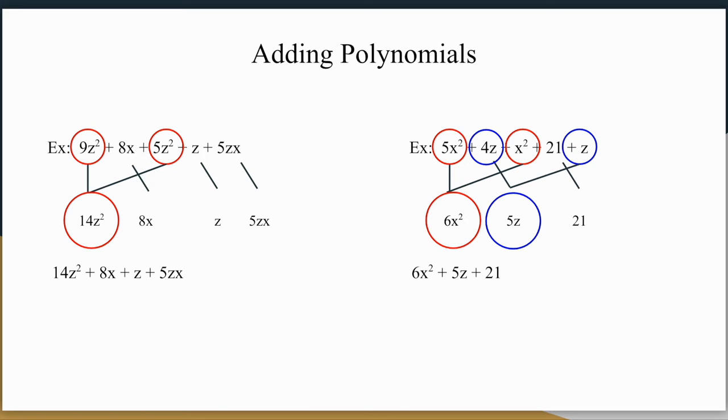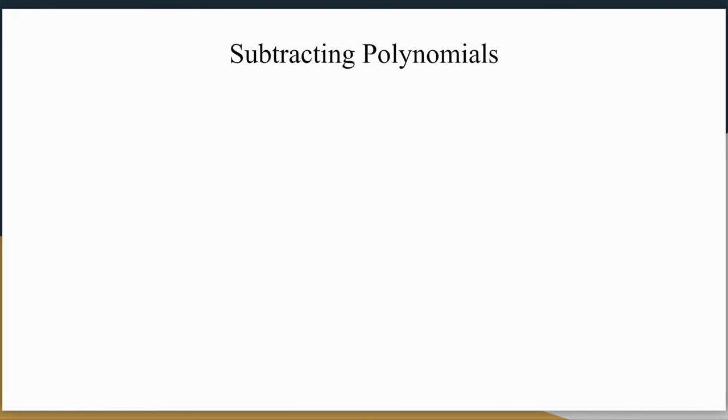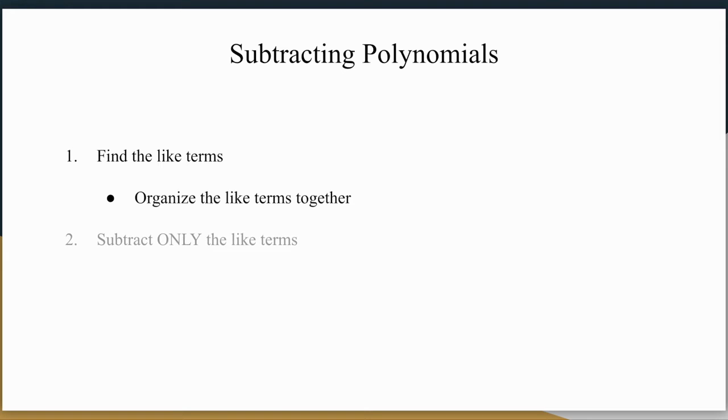Okay, now we're going to try subtracting polynomials. So this is similar to adding polynomials, meaning that the first step is to find the like terms, right? Then we're going to organize the like terms together. Then finally, we're going to subtract only the like terms. Only the like terms. We don't touch unlike terms. Okay, we don't combine them. Okay, now here's an example, which is 5x squared minus 46x minus x squared minus 10 minus x.